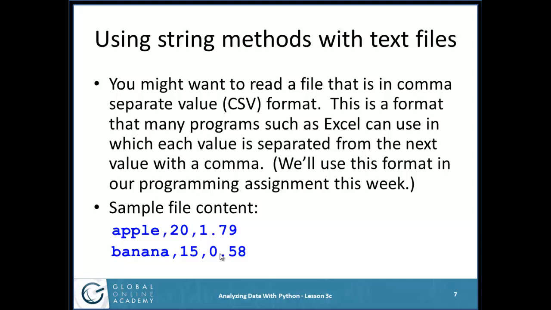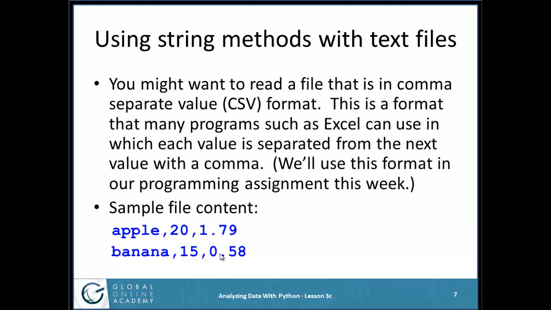Now, we can combine using string methods with text files if we know what the data in the text file is going to look like. A format that's used frequently is called comma-separated value format, or CSV. This is something that an awful lot of programs can export their data in, such as Excel. You might have a big Excel spreadsheet that's stored in Excel's proprietary format, but you can also save it as a CSV file, and that gets printed out as a text file in which each row of your spreadsheet is one line of the text file, and each cell is separated from the next cell with a comma.